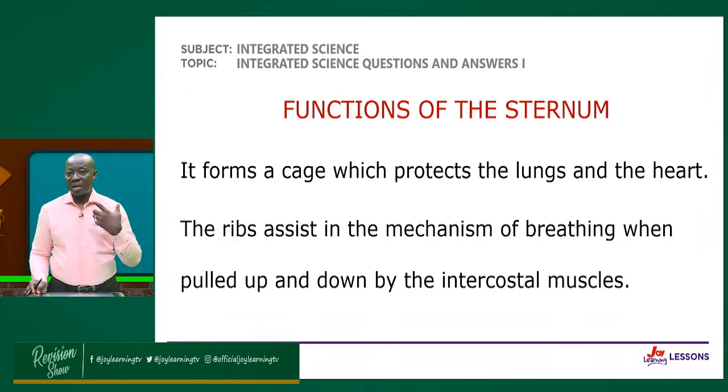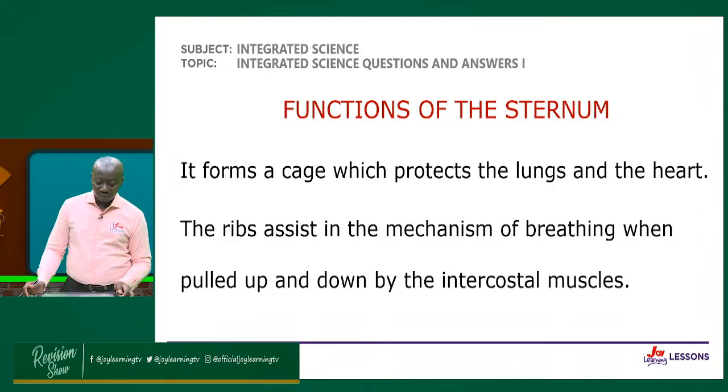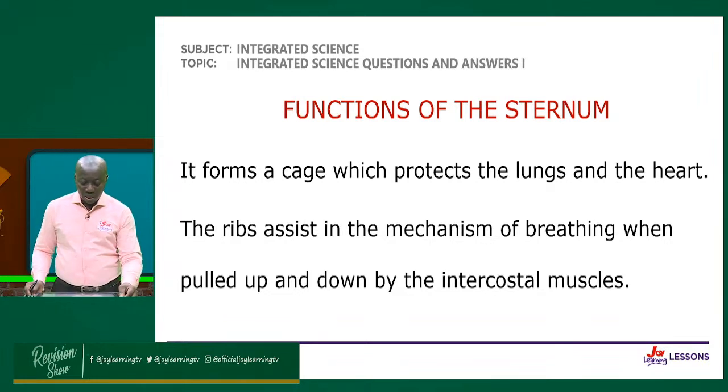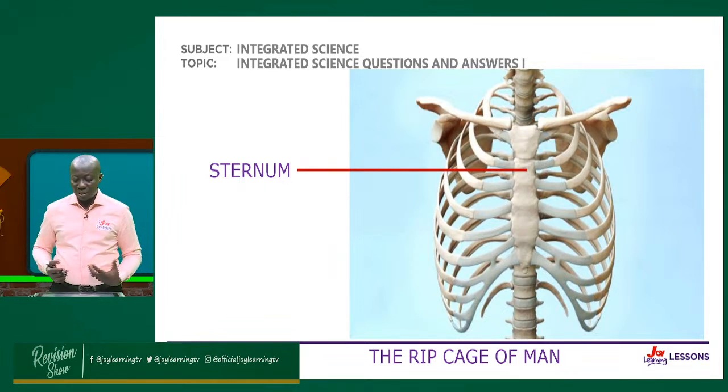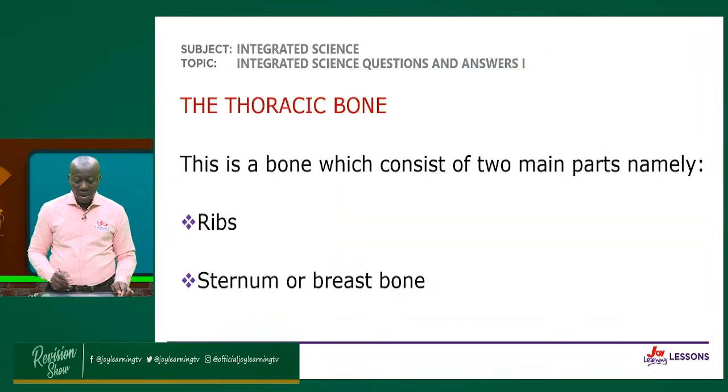Apart from the skull and the vertebral column, we also have ribs joining to form the rib cage. They join the vertebral column, but in front there is a solid piece of bone called the breastbone, or the sternum. Functions of the sternum: it forms a cage which protects the lungs and the heart. The ribs assist in breathing when pulled up and down by the intercostal muscles. Showing on your screen is a picture of a rib cage, with the emphasis on the sternum, the breastbone. The ribs are all curved. They connect to the backbone and curve to connect with the sternum, and together they form the rib cage.